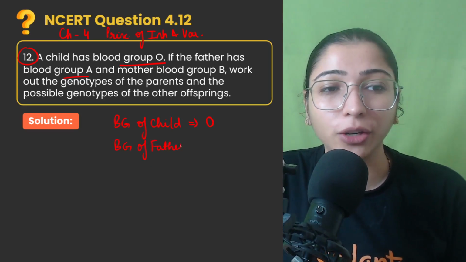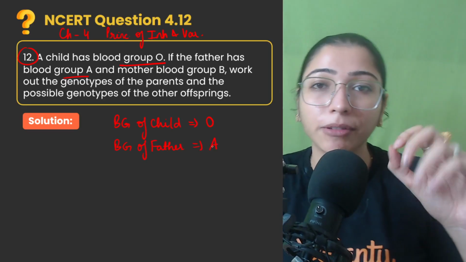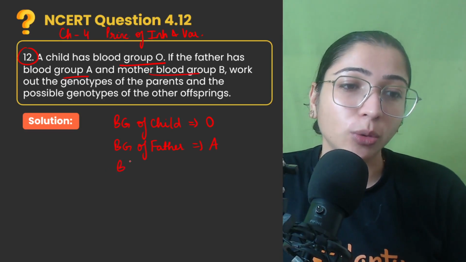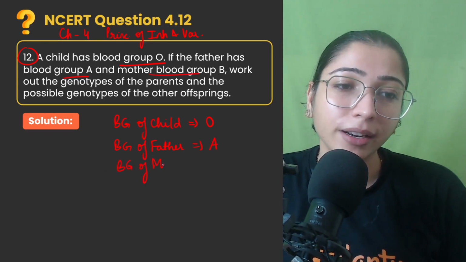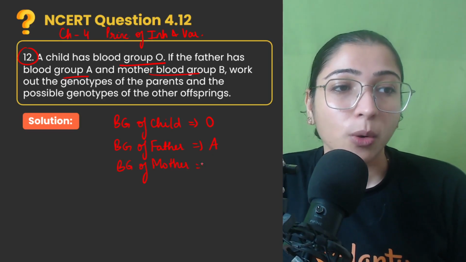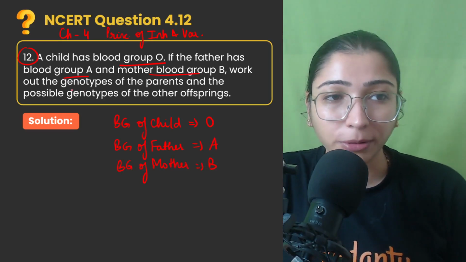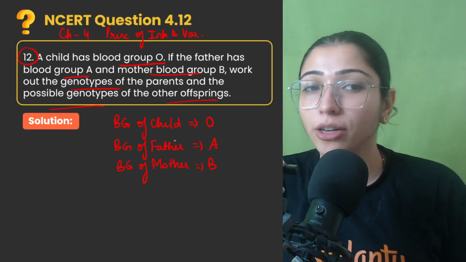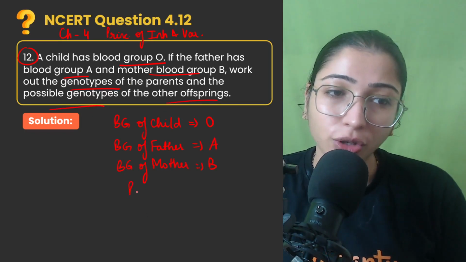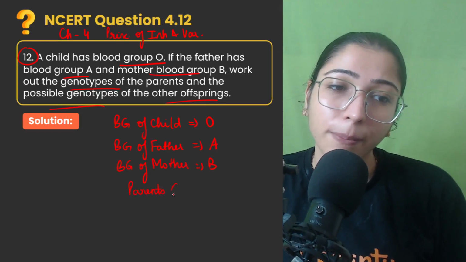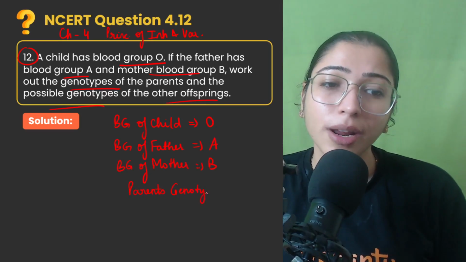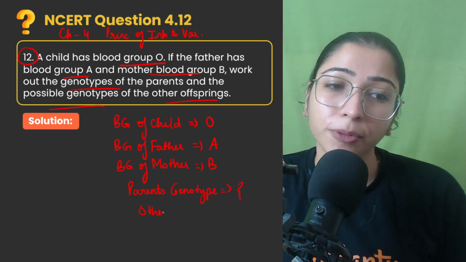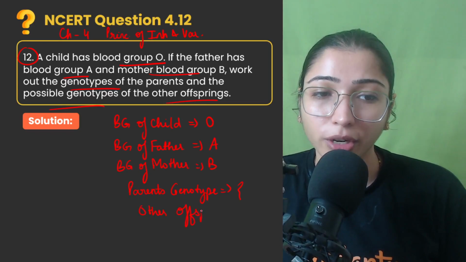So I am writing the phenotypes. Phenotype note कर लेते हैं, बाद में we will determine the genotype also. Mother has blood group B. So what is the blood group of mother? It is B. Work out the possible genotypes of the parents. Parents के genotype बताने हैं and the possible genotypes of other offsprings. तो आपको parents का genotype find out करना है basically. Parents genotype has to be found out and also you have to find out the genotype of other offsprings. Other offsprings का genotype भी find out करना है.